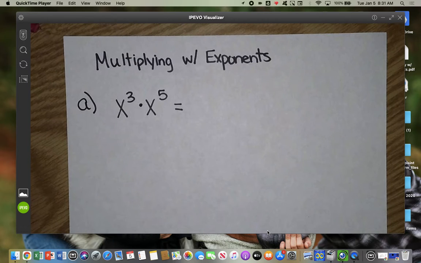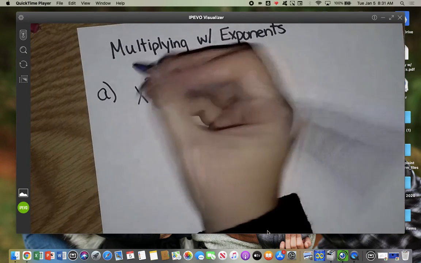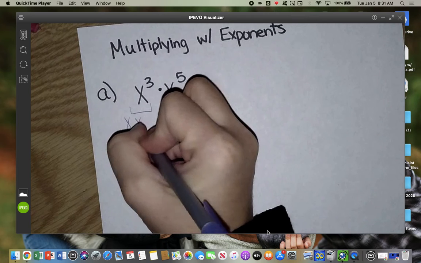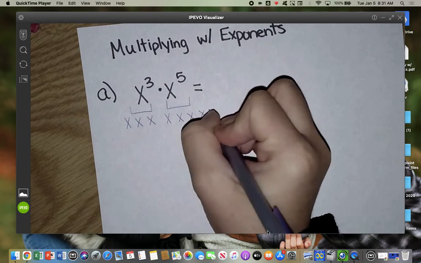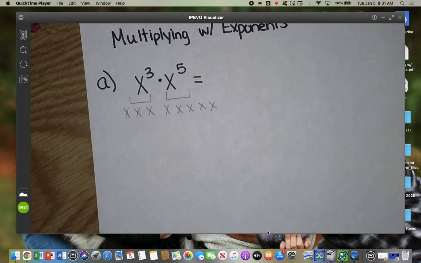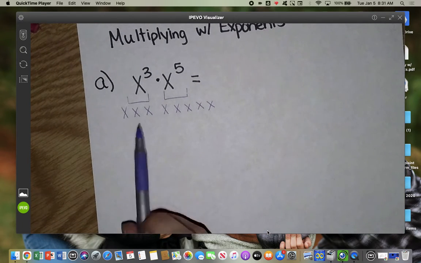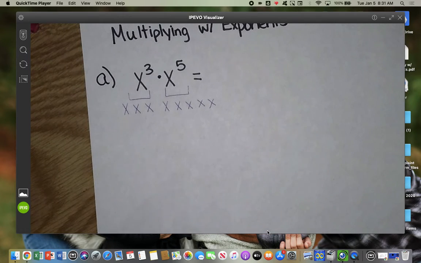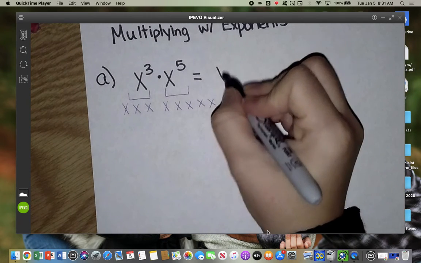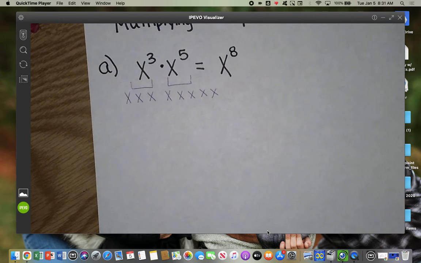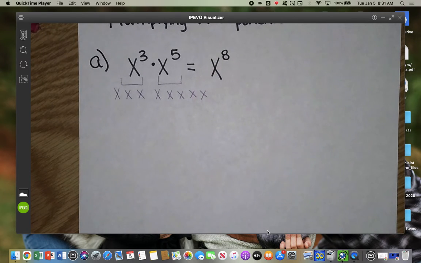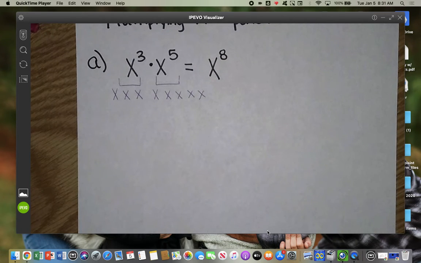Whenever you are looking at this, do you guys agree that x to the third means x times x times x? So that gives us 3 x's here. Now this one gives us 5 x's multiplied together. So how many x's are we really multiplying? 1, 2, 3, 4, 5, 6, 7, 8. It is not 15 x's. We're just multiplying 8 times. Exponents are just a way to notate repeated multiplication, and so we do add those powers.